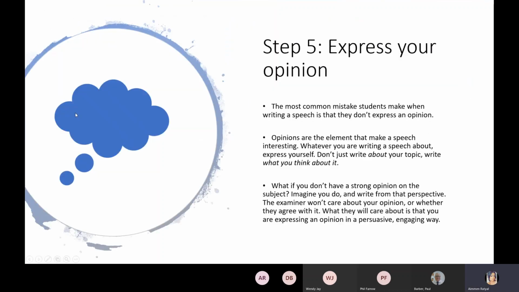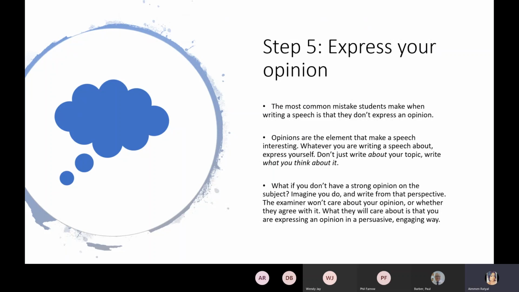So the next step, step 5: express your opinion. The most common mistake students make when writing a speech is they don't express their opinion. Opinions are the element that make a speech interesting. Whatever you're writing about in your speech, express yourself. Don't just write about a topic, write about what you think about it as well.